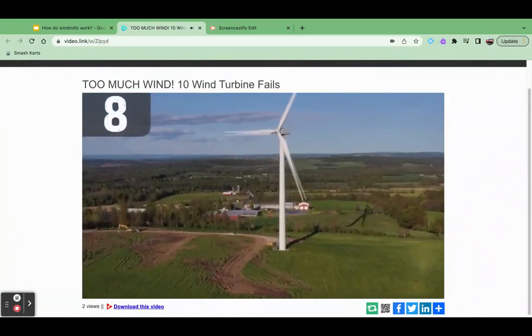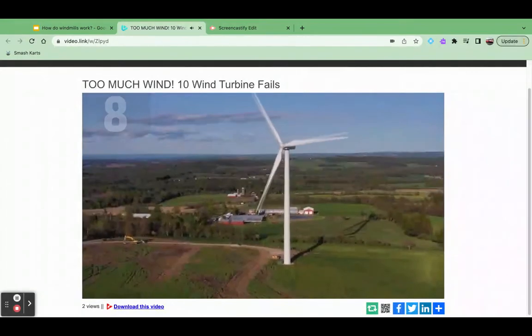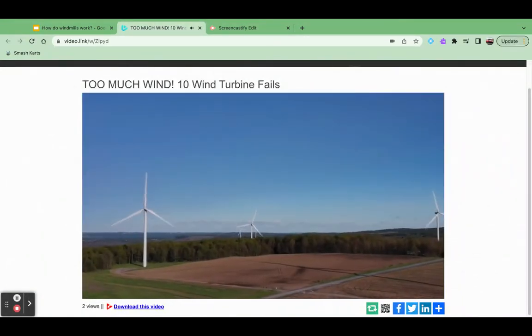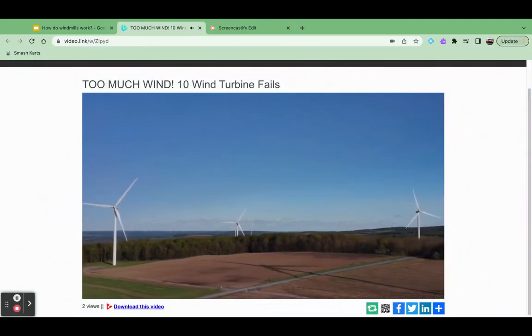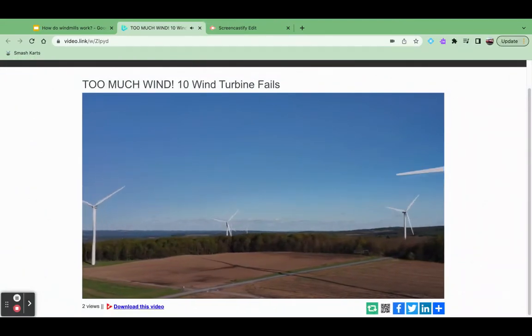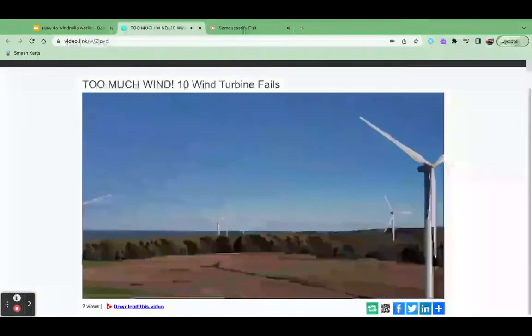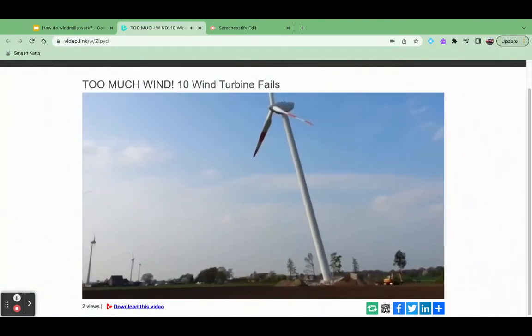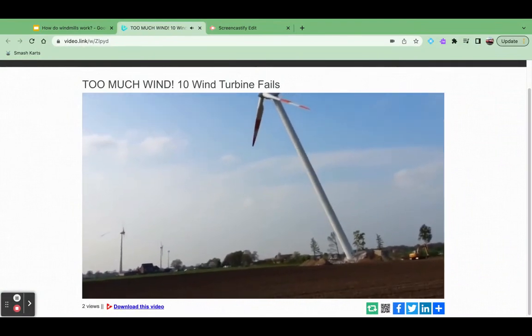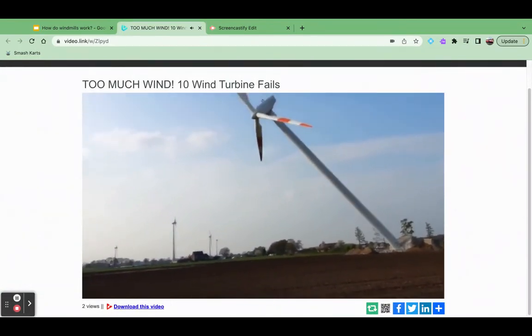Number 8. The Fenner Wind Farm failure. There are 20 wind turbines located on the Fenner Wind Farm in Madison County, New York. But on December 27, 2009, one of the wind turbines suffered a catastrophic failure. The turbine, which weighed 187 tons, fell into the middle of a field.